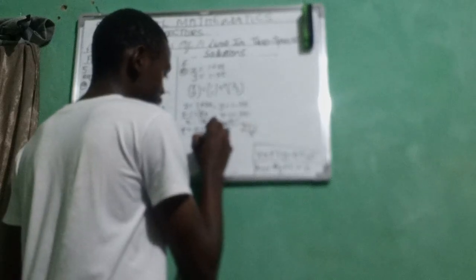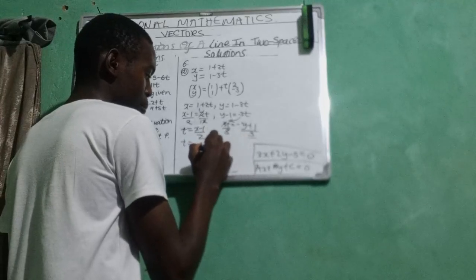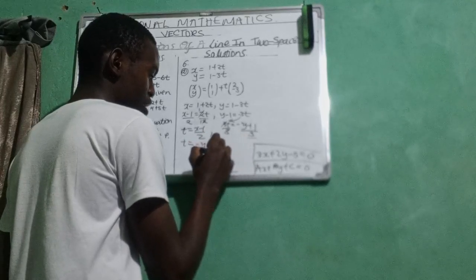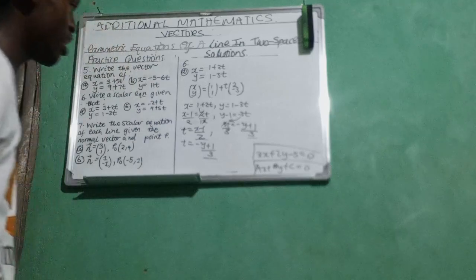3t is actually equal to negative y plus 1. You divide by 3 on both sides, then t is also equal to negative y plus 1 over 3. So t is equal to that, t is equal to that.